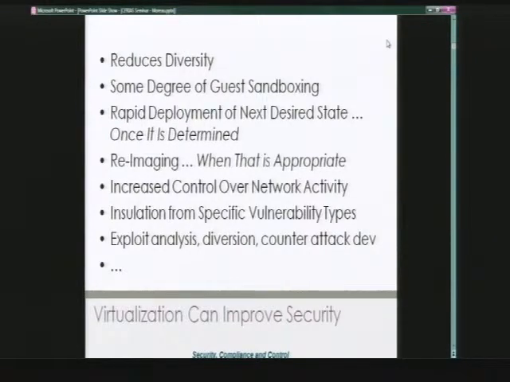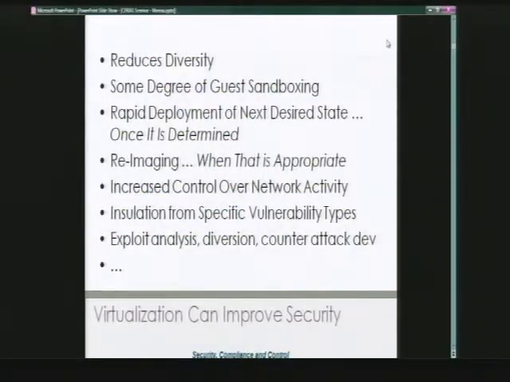We'll wind up getting an increased control over network activity because those extra layers of abstraction allow you to control behavior across those layers of abstraction. So you're able to tune things in just a little bit more interesting ways. You wind up getting some insulation for specific vulnerability types from exploits there, and you wind up getting an ability to do exploit analysis to be able to reverse engineer what malware is doing in controlled environments so that you can understand those better, draw conclusions from that in terms of how you should react, but also develop even counterattacks associated with this stuff.